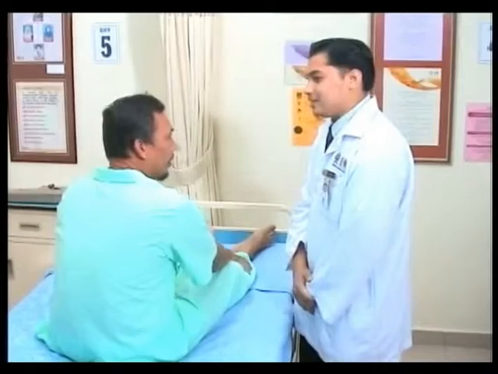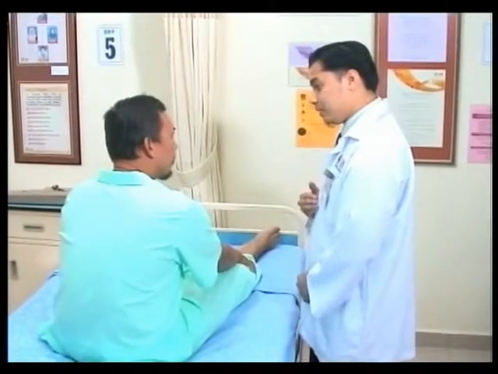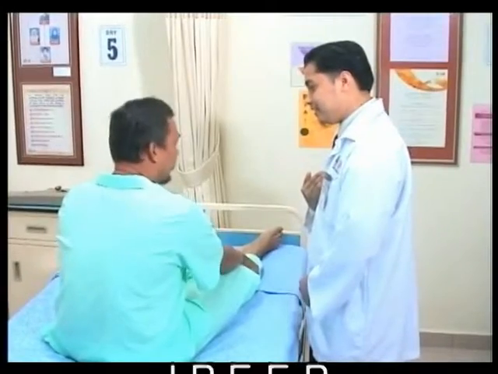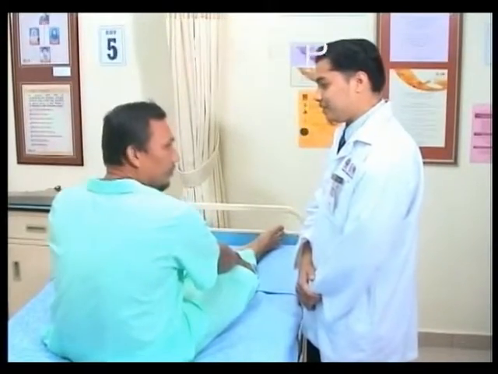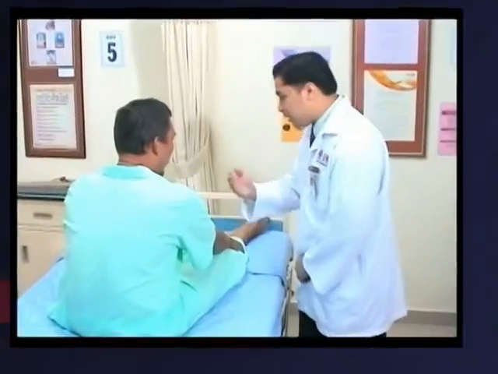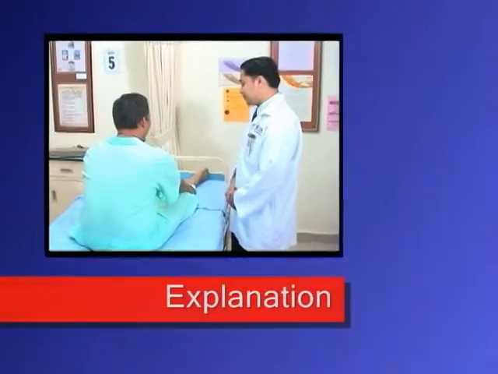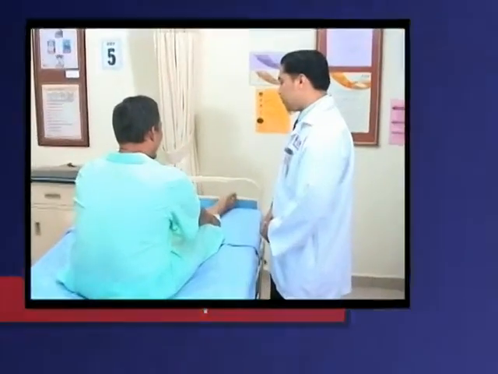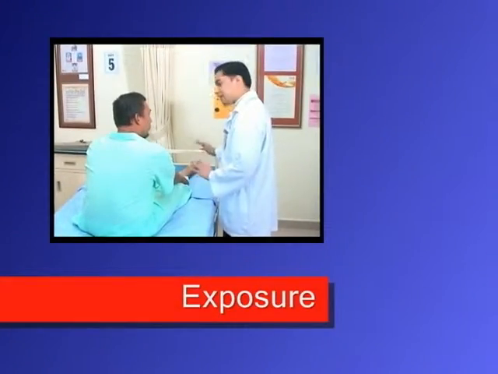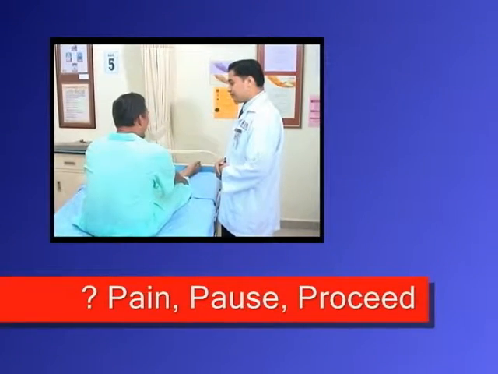Peripheral arterial examination. Before starting the examination, please remember the mnemonic I PEEP. I, introduce yourself. P, ask for permission. E for explanation of what you're going to do. Another E for exposure of the appropriate parts. And lastly, pain. Ask the patient if there is any pain. Pause for a while and then you can proceed.